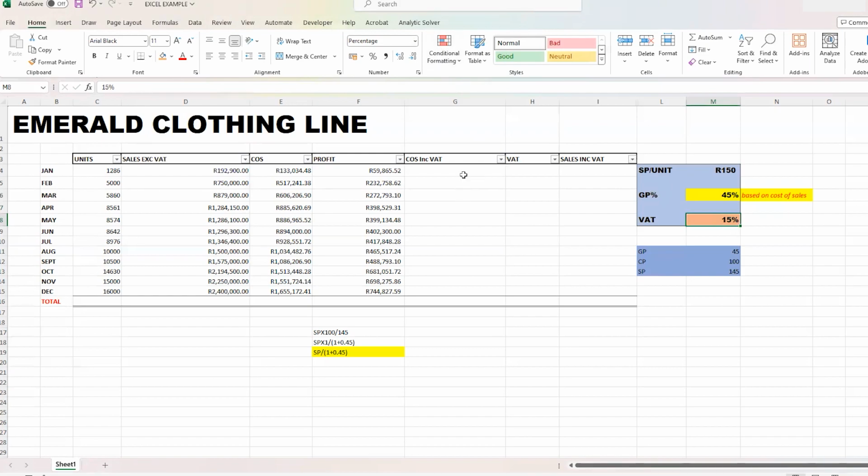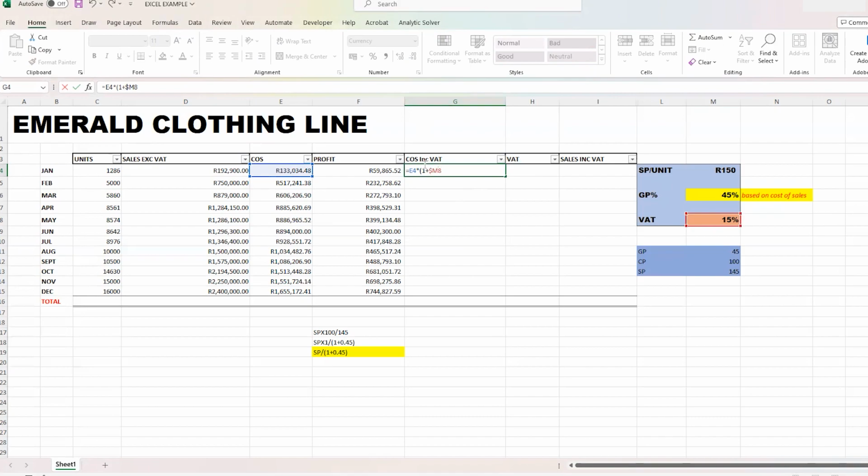So how do I get my cost of sales to include VAT? I want to add VAT on top of it. I'm adding VAT on top of my cost of sales. The amount that I have already, I want to include VAT. So I can say equals, I take my cost of sales. This is my cost of sales sitting there, right? I multiply by, I want to add on top. So what I'll do is I open bracket, 1 plus, I'm adding on top of the 100, right? Plus, and then the 15%. This 15% is a fixed value, so I'm going to lock it with a dollar sign.